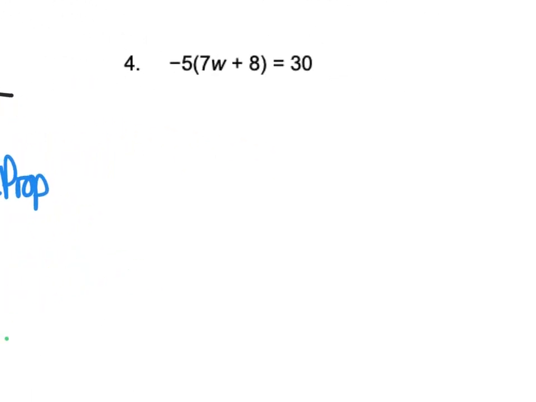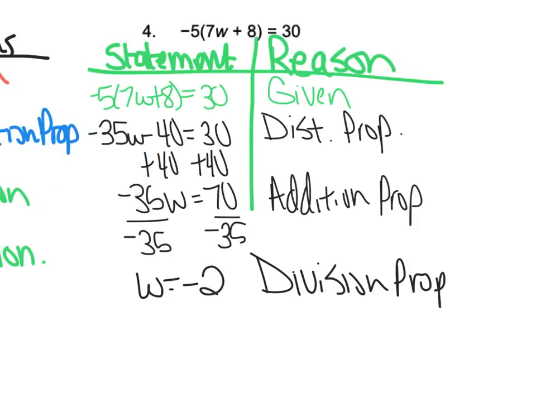Over here on the right, we have one that's going to use the distributive property. So let's go ahead and work our way through that. I would like for you right now to pause the video, work through it, and then see if you come up with the same reasons that I do. Okay, so take a look at what I have and compare that with what you have and see if you agree. First thing you had to do was use the distributive property. Then we added 40 to both sides. Then we divided both sides by negative 35 to get w equals negative 2.